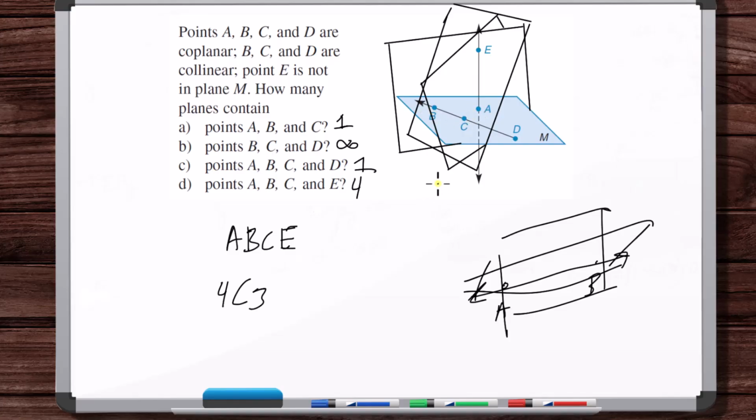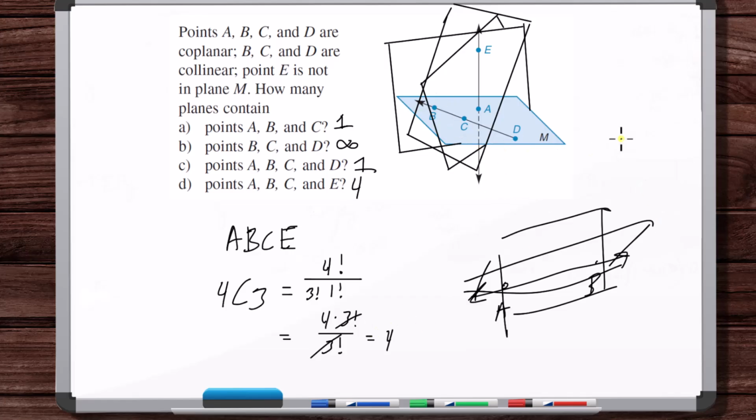Like A, B, C and C, B, A, you don't count that twice. And so 4 choose 3 is going to be 4 factorial over 3 factorial times 4 minus 3 factorial. So it's 4 factorial, which is 4 times 3 factorial, over 3 factorial. That's 4.